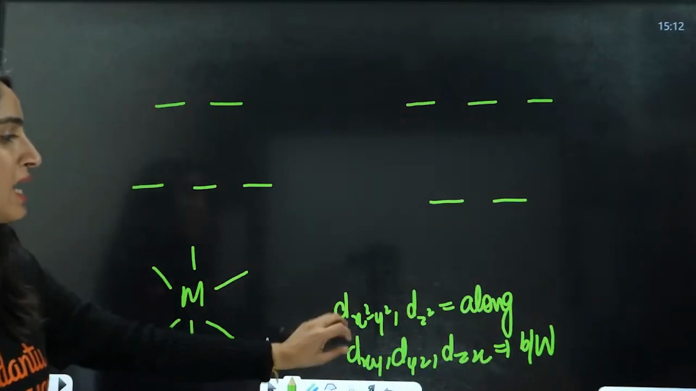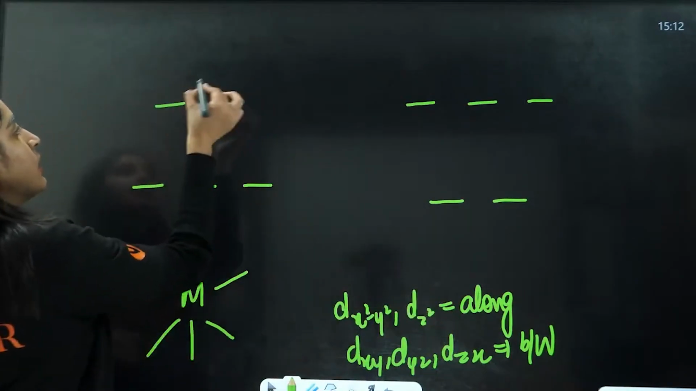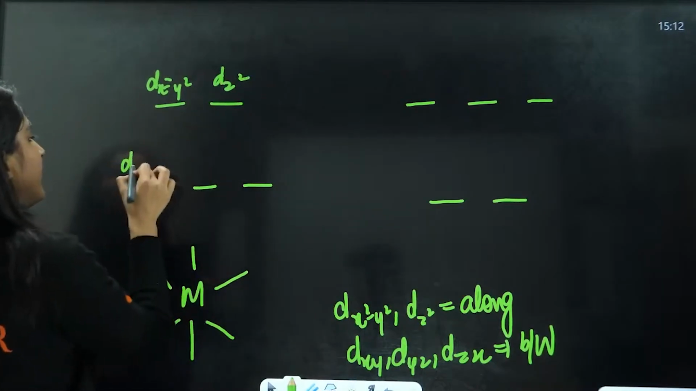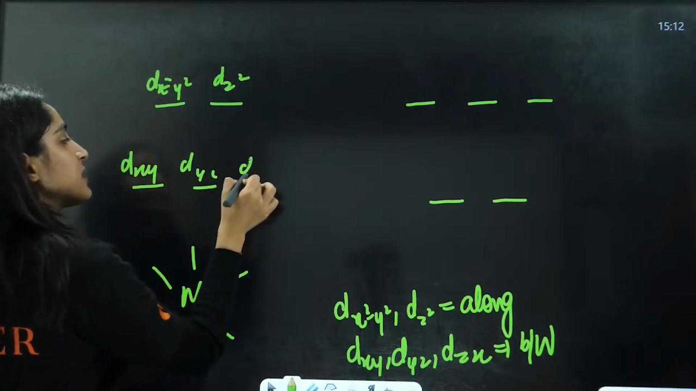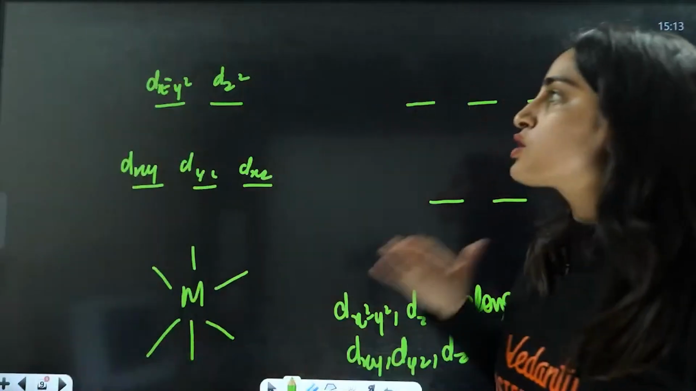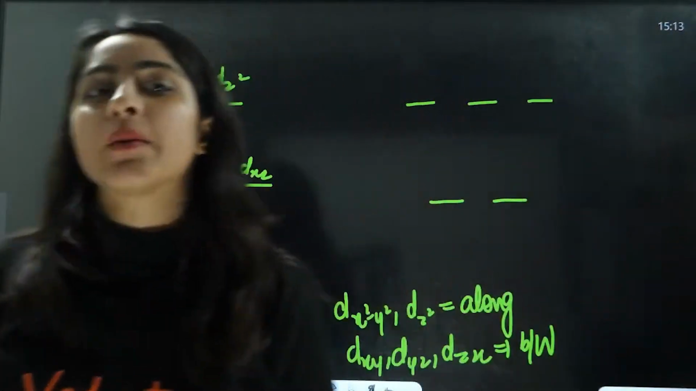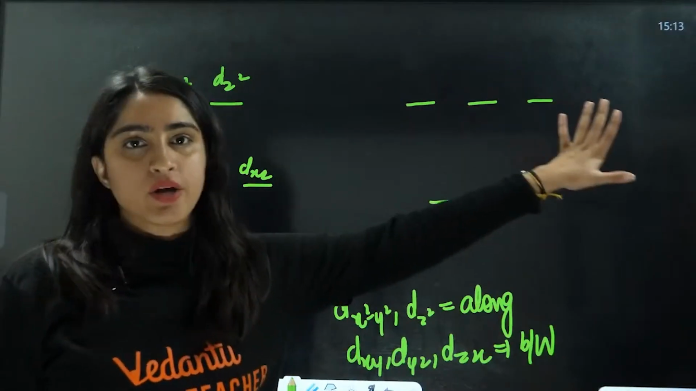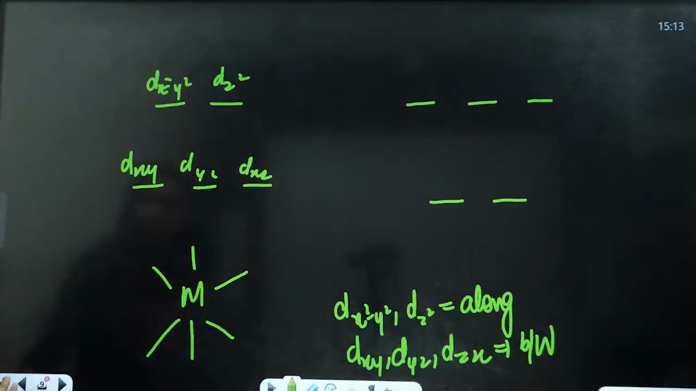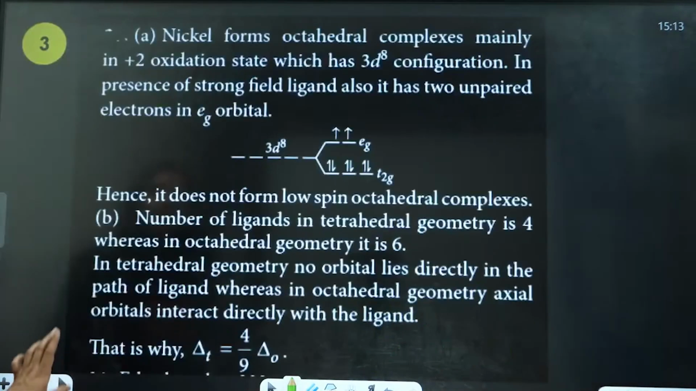So that is why the orbitals along the axis will feel more repulsion, and here you will see dx2 minus y2 and this will be dz2. This will be dxy, dyz, and dzx. Because of more symmetry, it is going to cause more splitting as compared to delta T, that is tetrahedral complexes. Very good, very good.